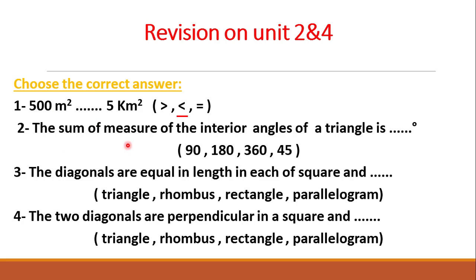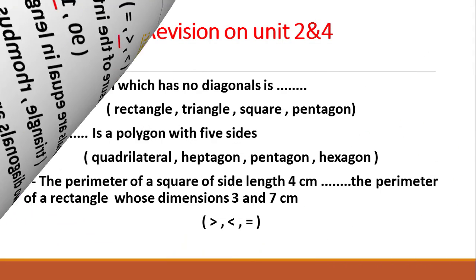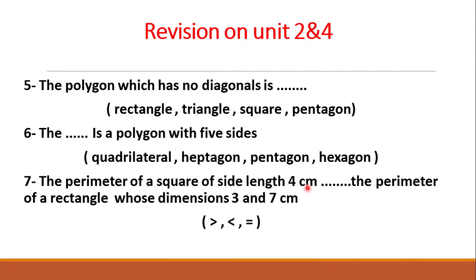Number 2, the summation of measure of the interior angles of a triangle is, you all know that, 180. So I'll choose 180. Number 3, the diagonals are equal in length in each of a square and what? Diagonals equal in length, yes, in square and rectangle. So I'll choose rectangle. Number 4, the two diagonals are perpendicular in square, of course, and rhombus, yes.